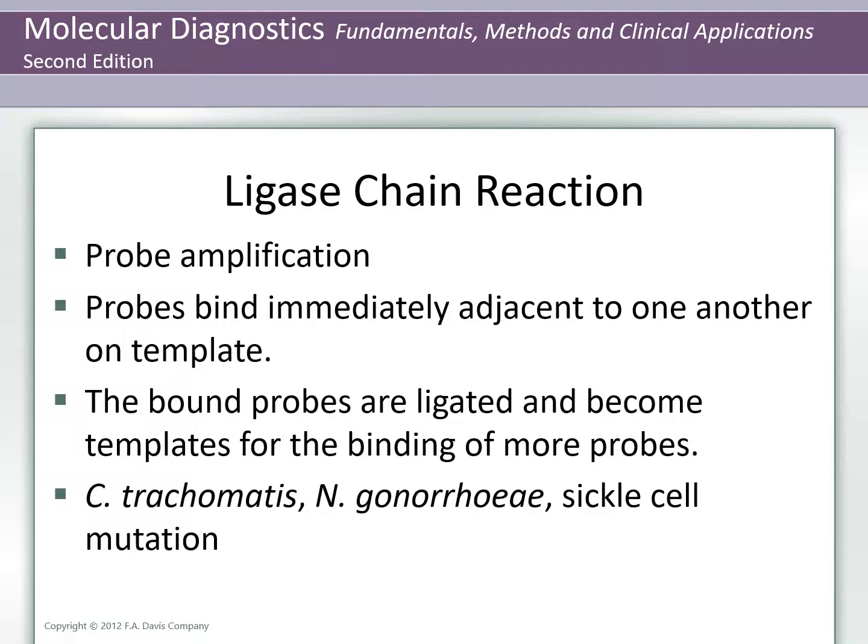In this method, copies of target molecules do not change. It's the probe that's amplified. Similar to PCR, ligase chain reaction requires a thermal cycler to change the temperature to drive the different reactions. In ligase chain reaction, the probes bind immediately adjacent to one another on the template. The bound probes are ligated and become templates for the binding of more probes. This type of amplification method is used in detecting Chlamydia trachomatis and Neisseria gonorrhoeae, along with sickle cell mutations.